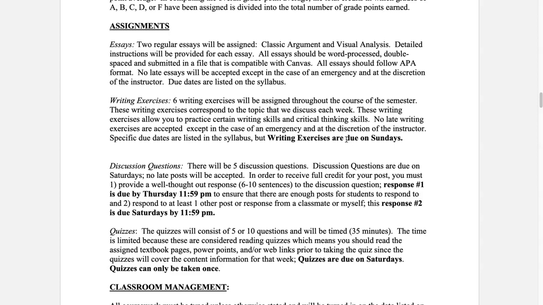So please make sure that you adhere to that. I don't accept late work, especially in the summer. It's very important that we don't fall behind. So make sure that you make plans to submit things on time.